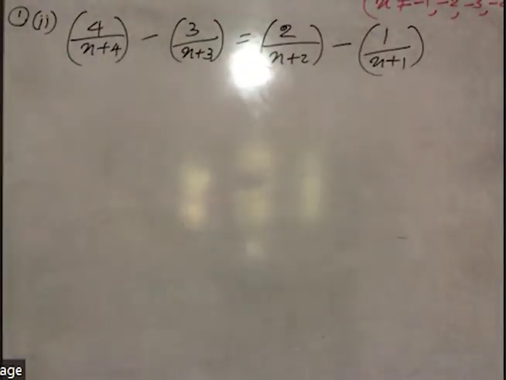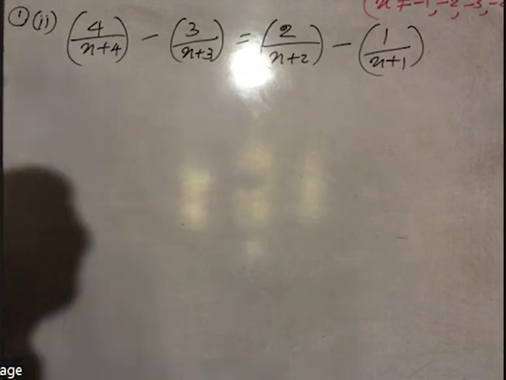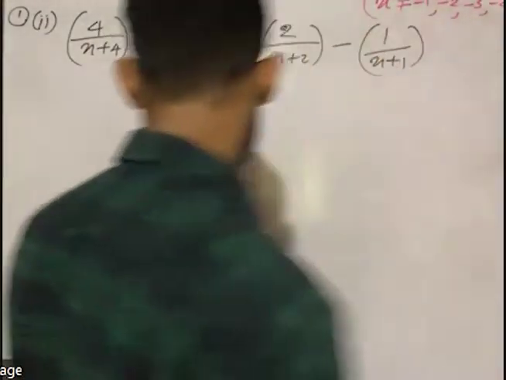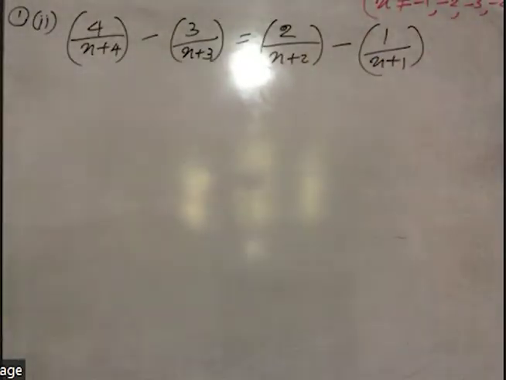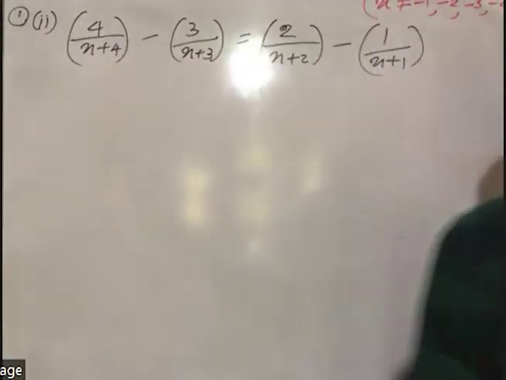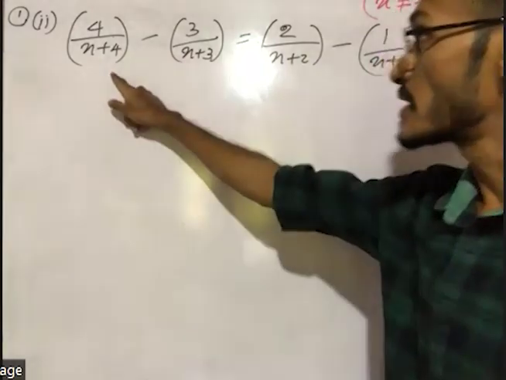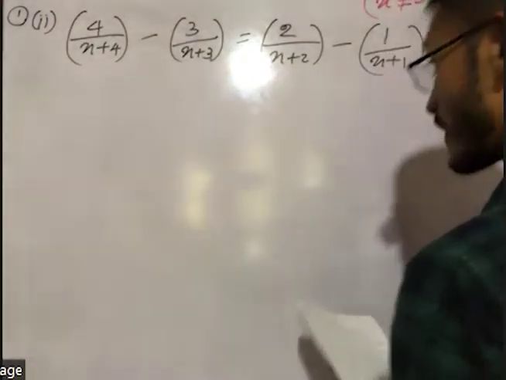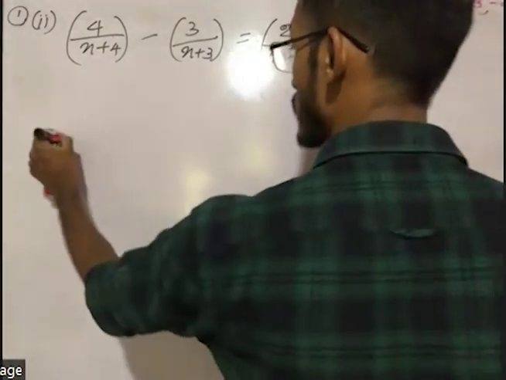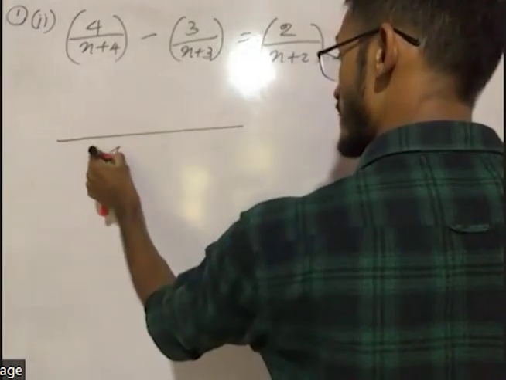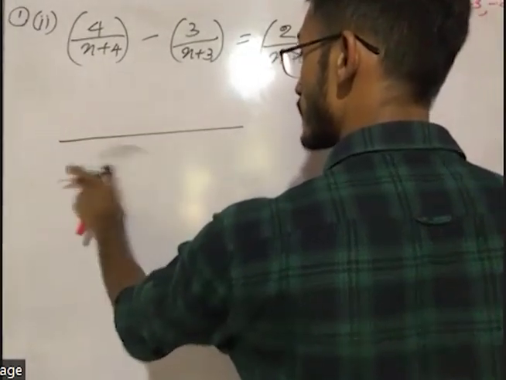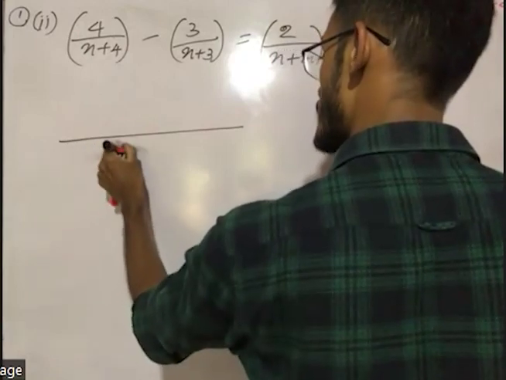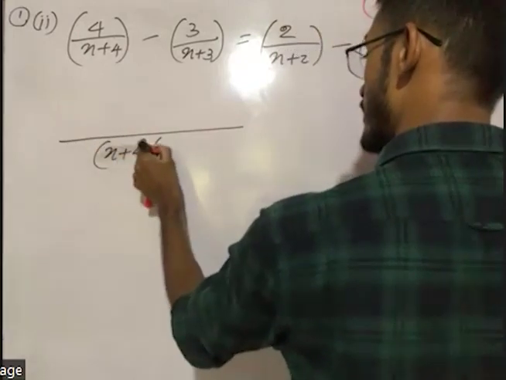Right. Now we have to simplify this and find the values of x. Right. So I'm going to take the common denominator of these two separately and the common denominator of these two separately. Right. So here we have the common denominator x plus 4 into x plus 2.